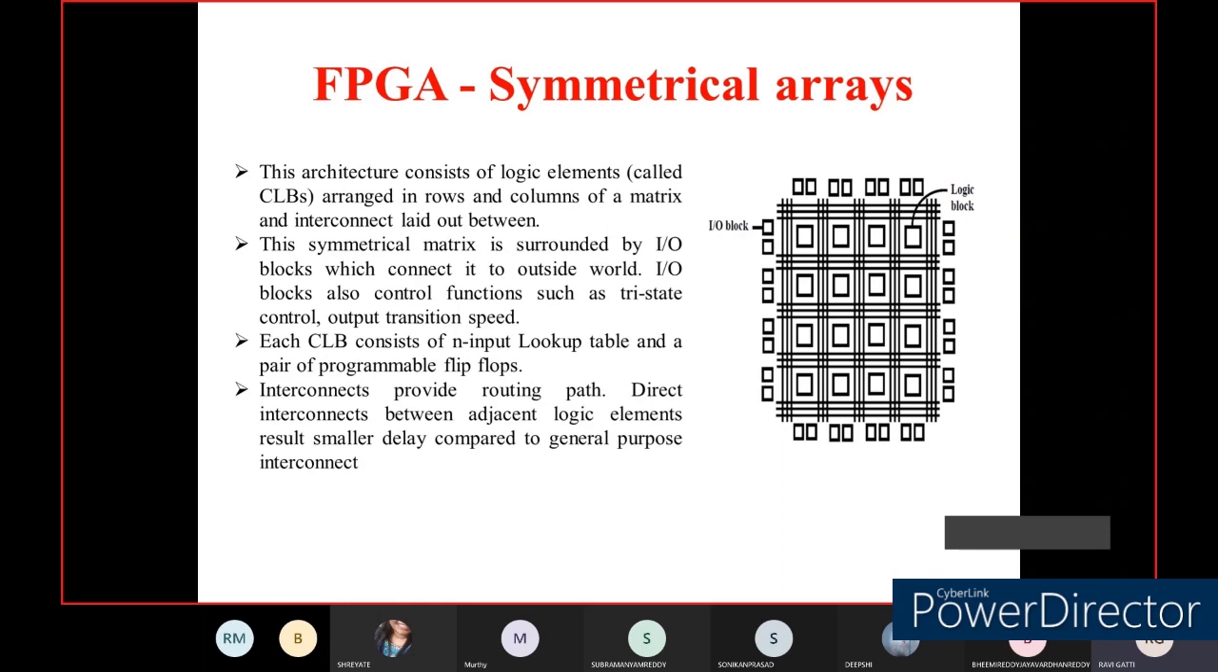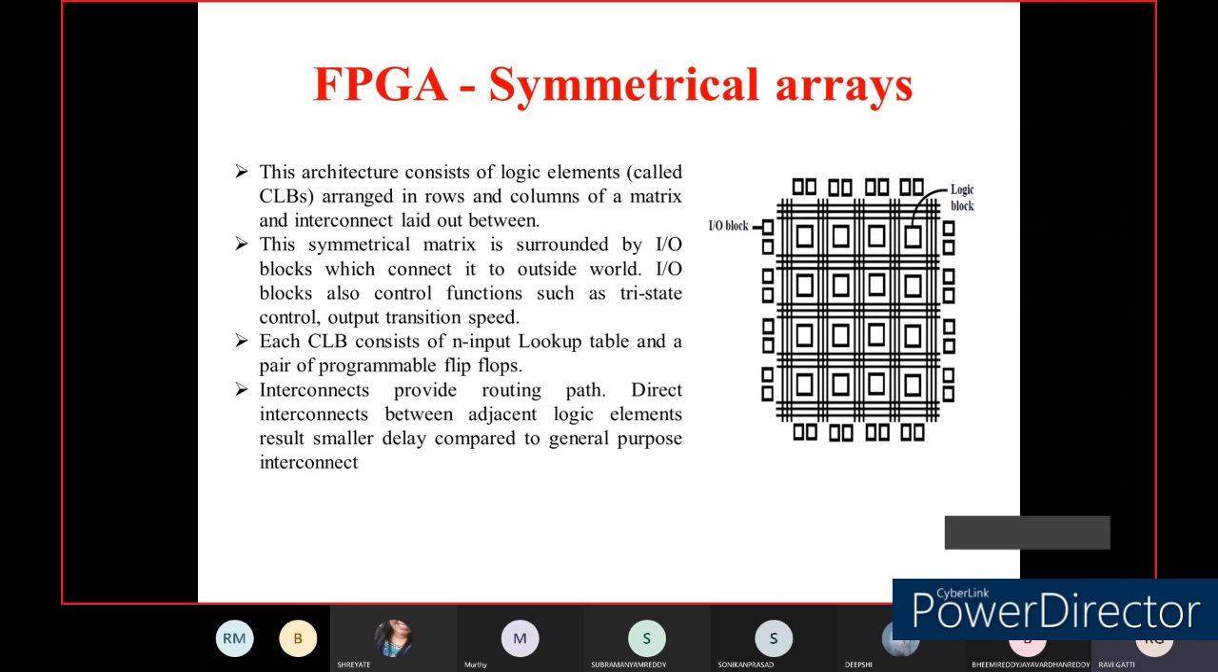By the use of these IO blocks we can also control the functionalities, not only related to state control, we can control the speed of execution of certain operations. We feed the input section through the use of IO blocks only, which is a fundamental functionality of the IO block. Along with that, it is possible to do controlling mechanisms through the IO block. And each logic block, as I said, consists of an n input lookup table and a pair of programmable flip-flops.